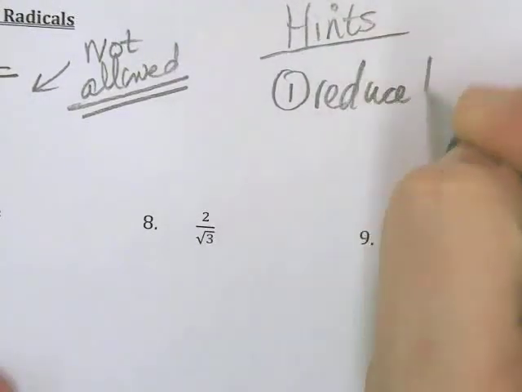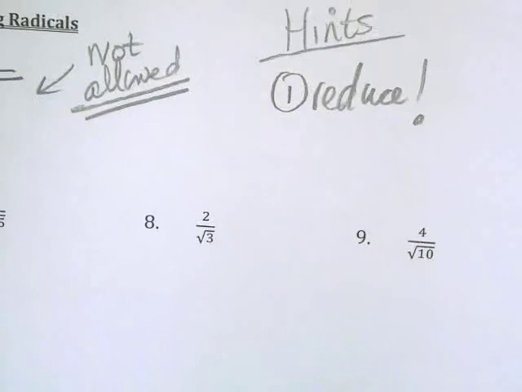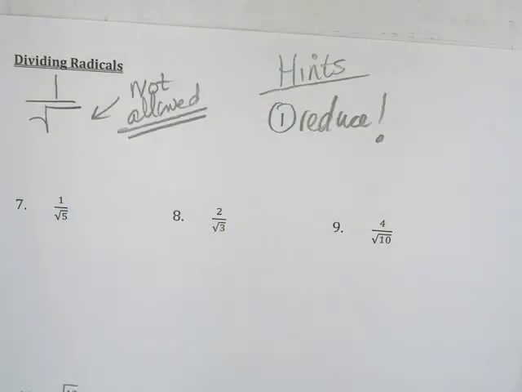If you reduce first, it's going to make a huge difference because your numbers are smaller and it'll be easier to work with. If you don't reduce at the beginning, you're going to have to reduce at the end, and they tend to be harder problems to reduce.